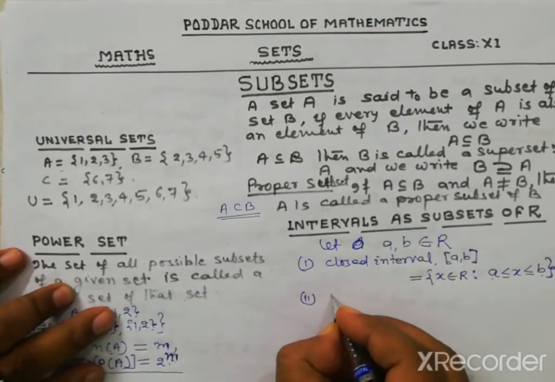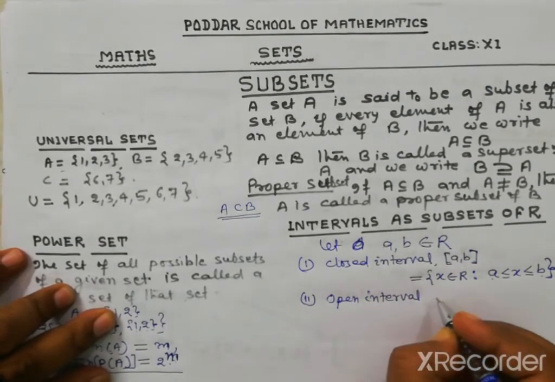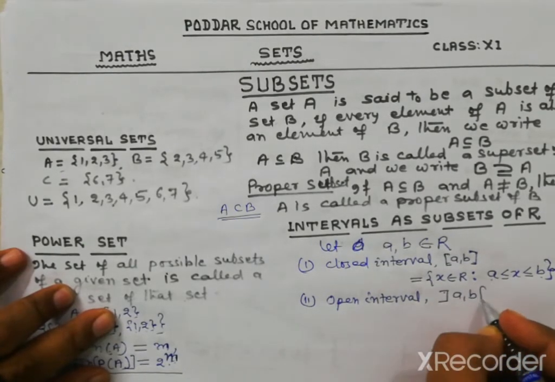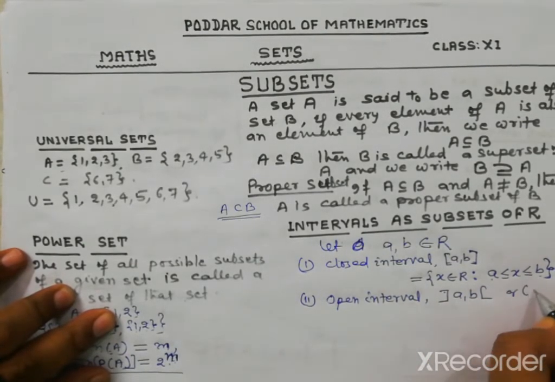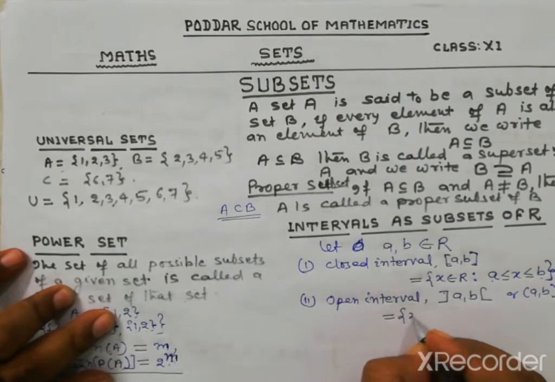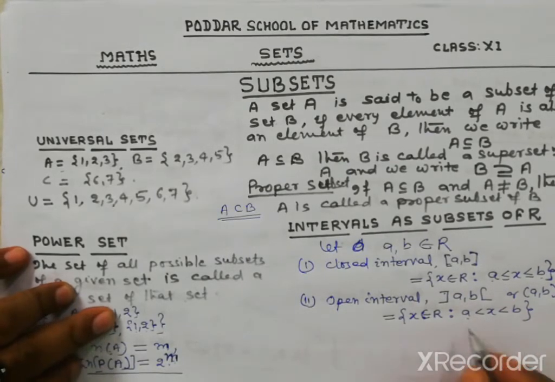Second one is the open interval. Open interval can be written as (a, b) like this, with small brackets, which will be equal to all x such that x belongs to R such that a is less than x is less than b. Here a and b will not be included in that set.